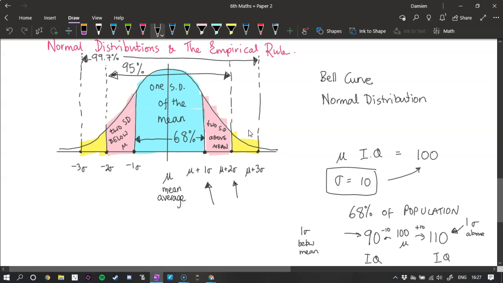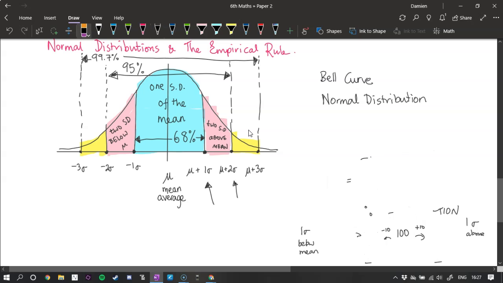So, if we're looking at the example of IQ, let me just get rid of this here. Based on this graph, let's say we take IQ as in the middle here. What's that?